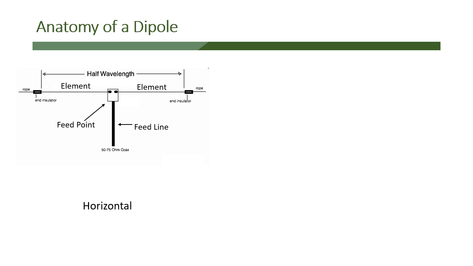The place where the elements meet the feed line is called the feed point. The feed line, or transmission line, goes to the feed point. So we are moving the energy from the radio through the feed line to the feed point, and at the feed point it's driven to the elements. When the RF energy hits the elements, it radiates into space. And this is a horizontal dipole.